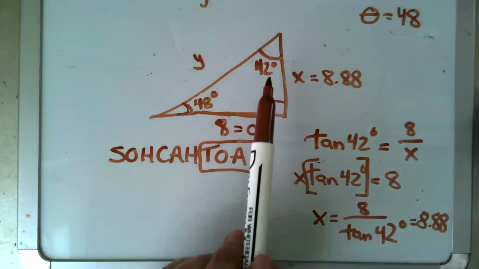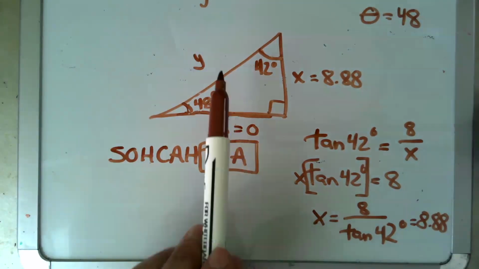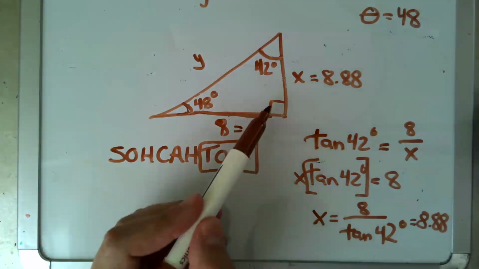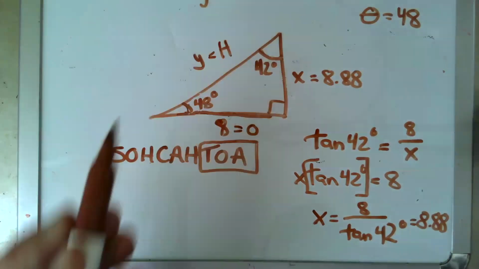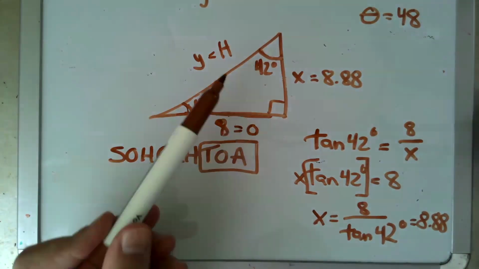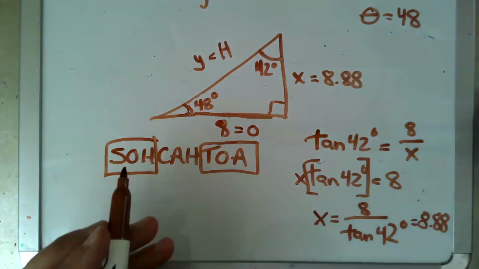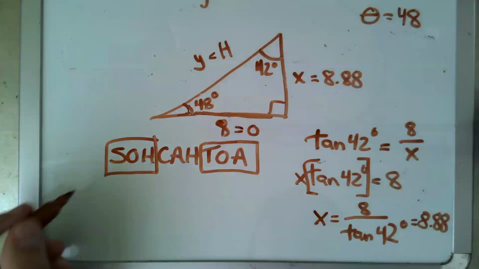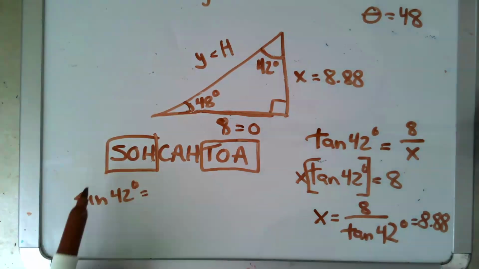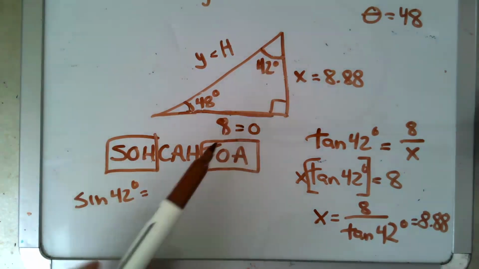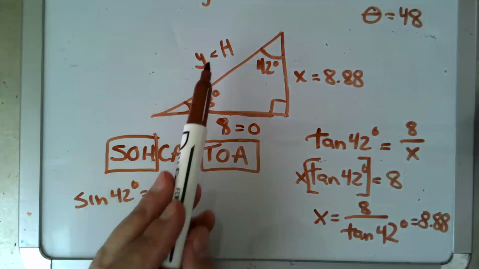So we said in relation to the 42, this is our opposite. And this side here, which is opposite the 90 degrees, is always our hypotenuse. Opposite and hypotenuse tell me I'm working with my sine function. So I'll set it up again. Sine of 42 is what I was working with, equals my opposite, that's my 8, over my hypotenuse, my y.